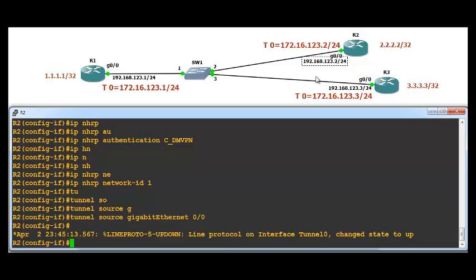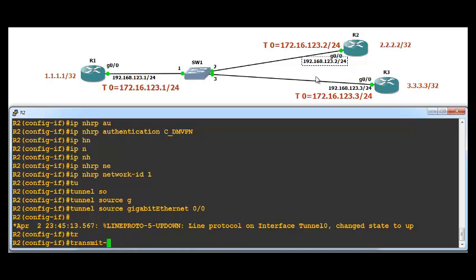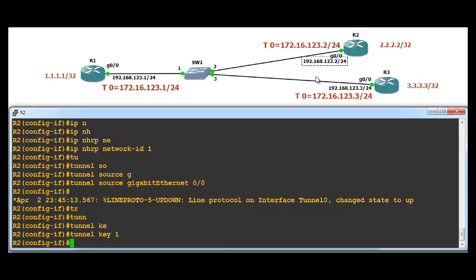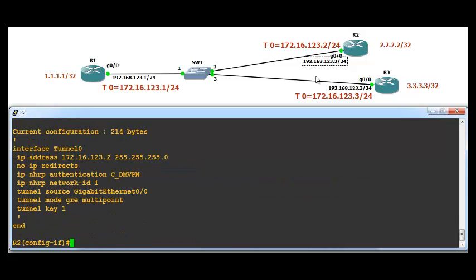What are the things that are not common? I think one more command, tunnel key. You remember I gave tunnel key 1 there. So these are all common. Let me show it again. Do show run interface tunnel 0. So these configurations are ditto copied from R1. There are no additional new things you see here on the screen. It's a duplicate, a replica of what you did on R1.